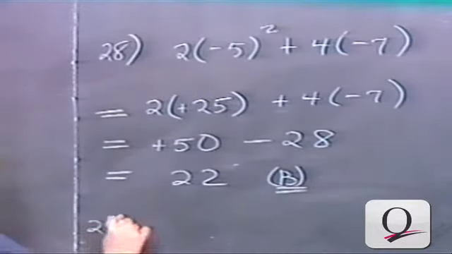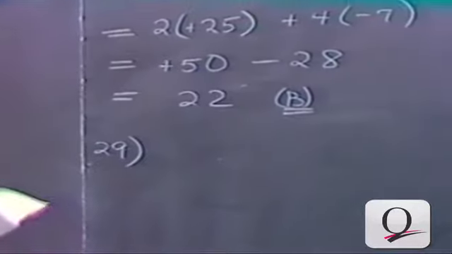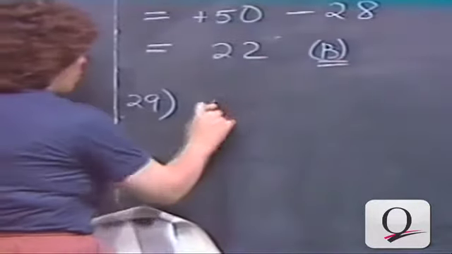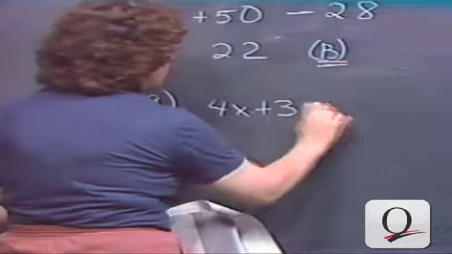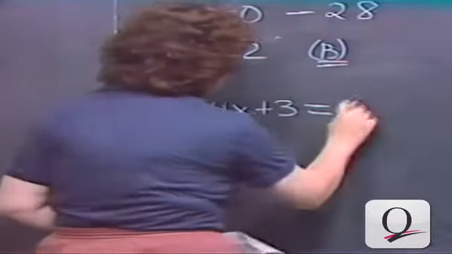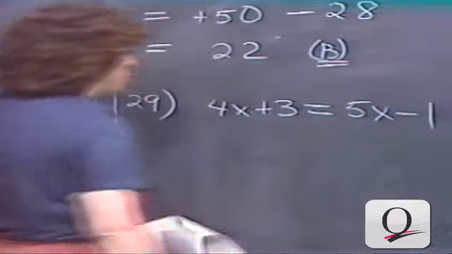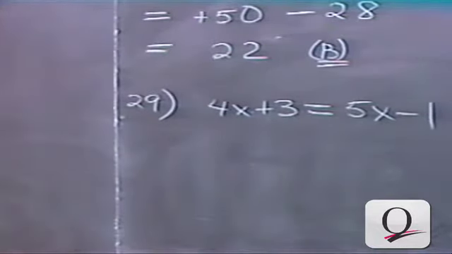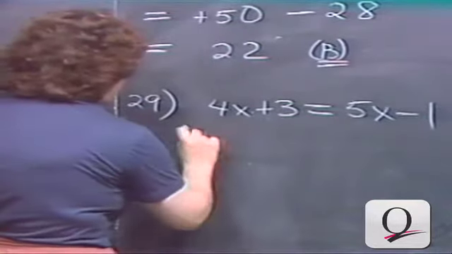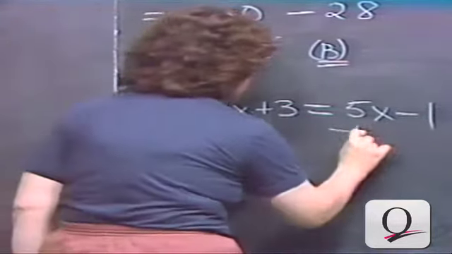Question 29. Find x if 4x plus 3 equals 5x minus 1. They're asking you to solve this equation for x. Okay, we'd like to get x alone on one side, everything else on the other side. We'll subtract 4x from both sides.